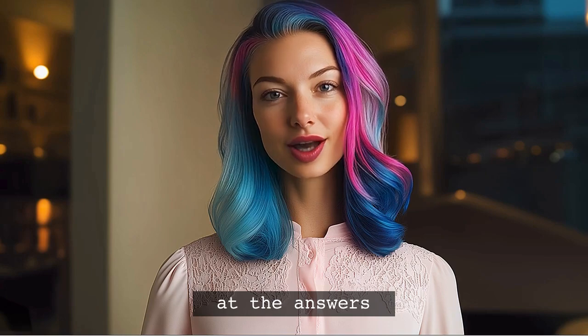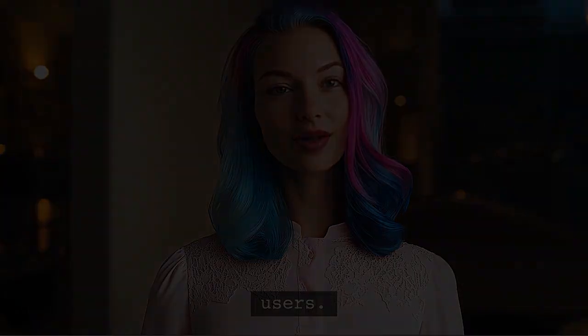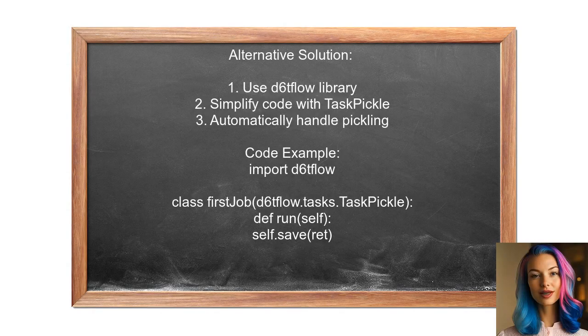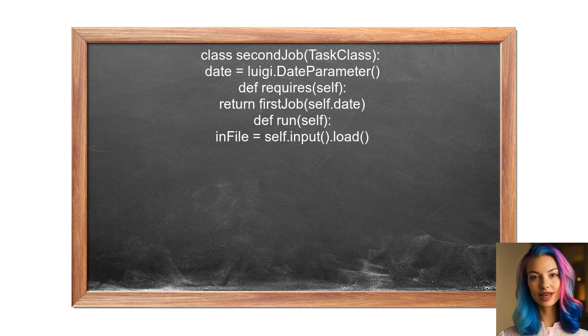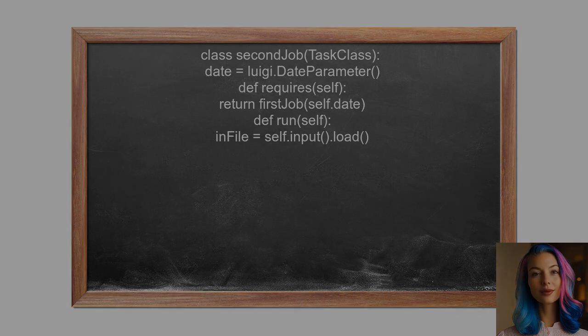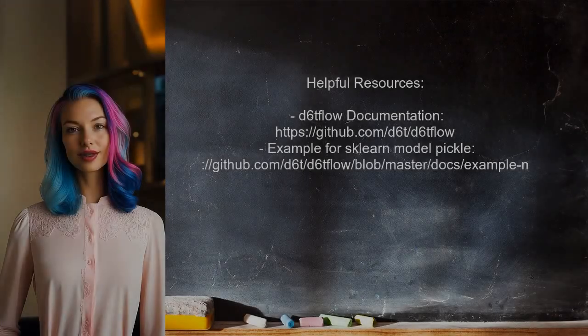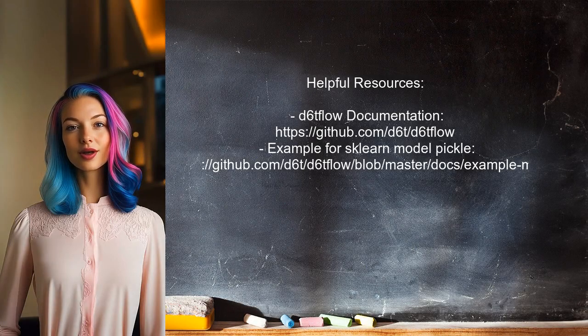Now let's look at the answers provided by other users. An alternative solution comes from a user who suggests using the d6tflow library. This approach simplifies the process by eliminating the need for extensive boilerplate code. Instead of defining your own tasks, you can use d6tflow's task pickle class to handle pickling automatically. This user also provides a link to an example that demonstrates how to pickle sklearn models using d6tflow, which could be very helpful for your implementation.